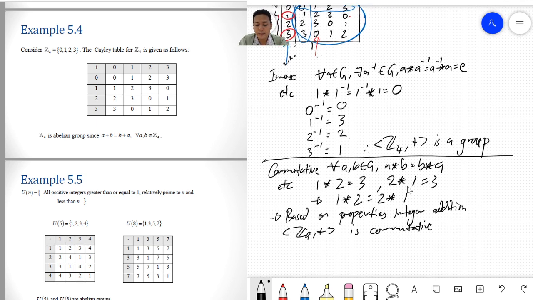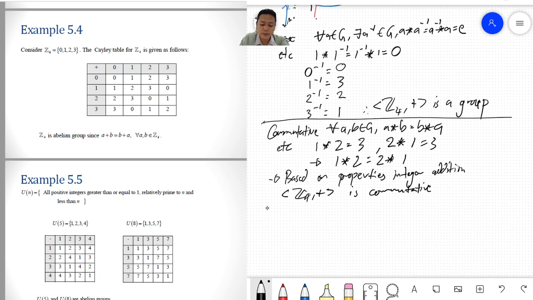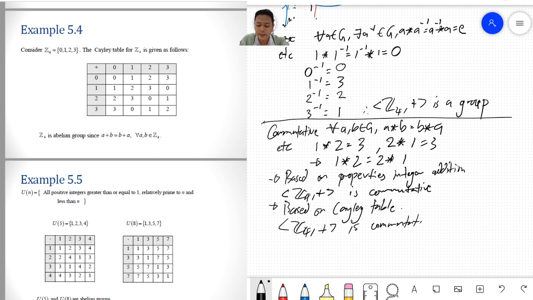Okay, I can also accept this kind of answer based on the Cayley table, because based on the Cayley table we can also see that Z4 is commutative, but I prefer the first answer anyway. It's better, it's more precise than the second one, but it's an alternative.